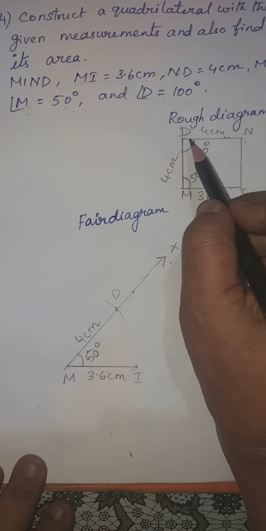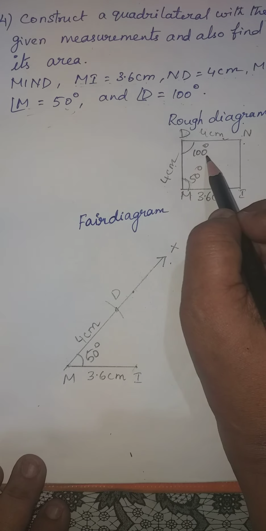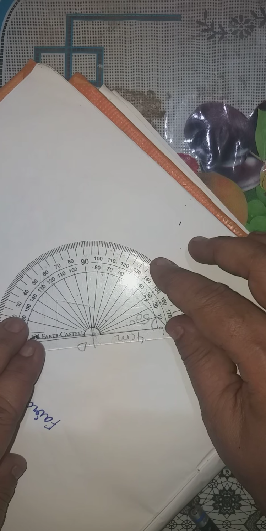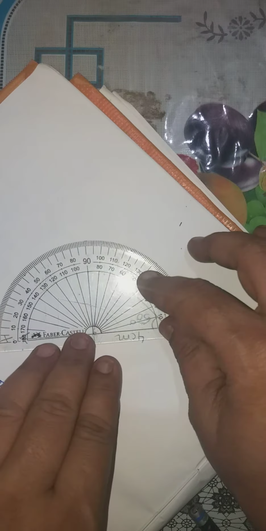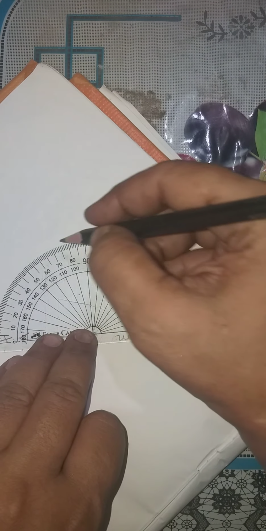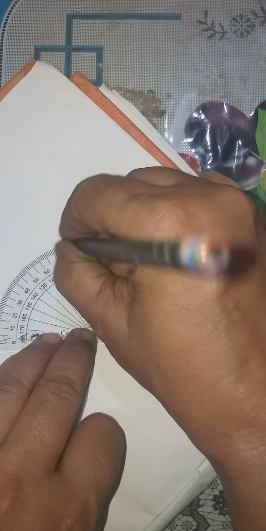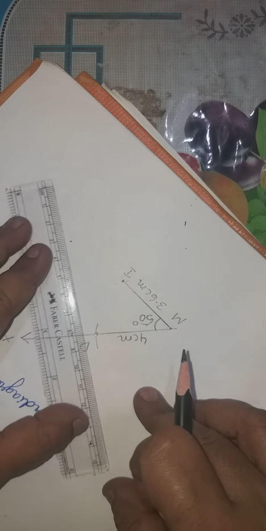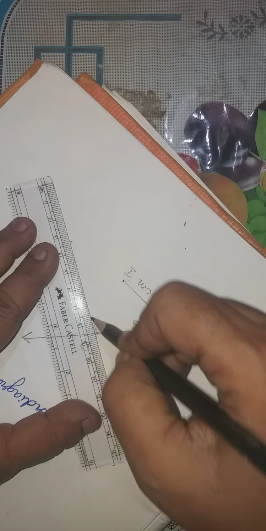Now let us draw angle D is equal to 100 degrees. Now you can rotate your book so that it will be easy for you to draw the angle. Place the protractor on the point D and mark 100 degrees. You have to take this inner readings. So here you are going to mark the point. This is 100 degrees. Now let us join these 2 points. Mark it as Y.